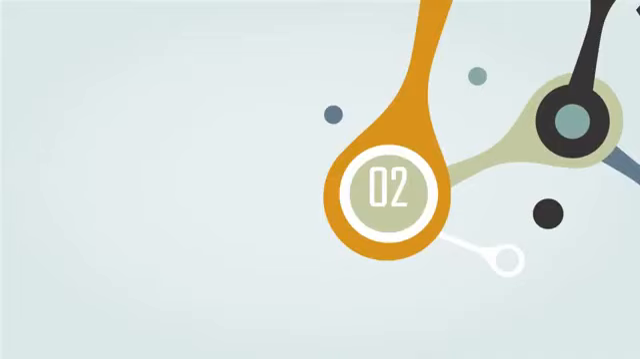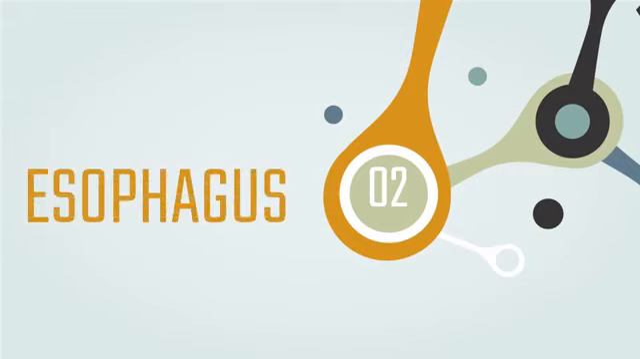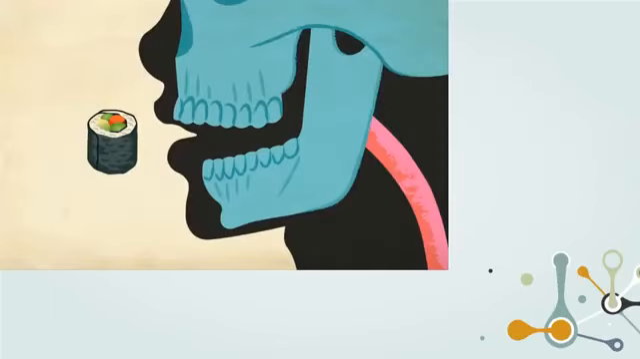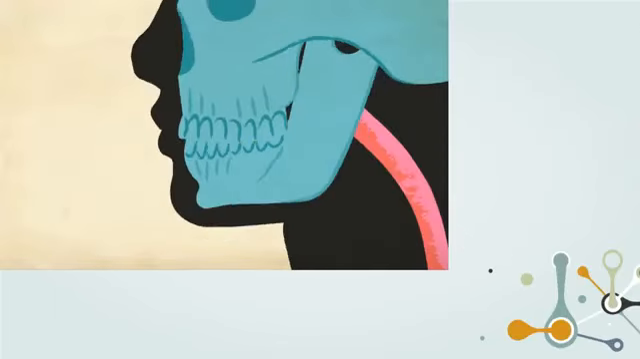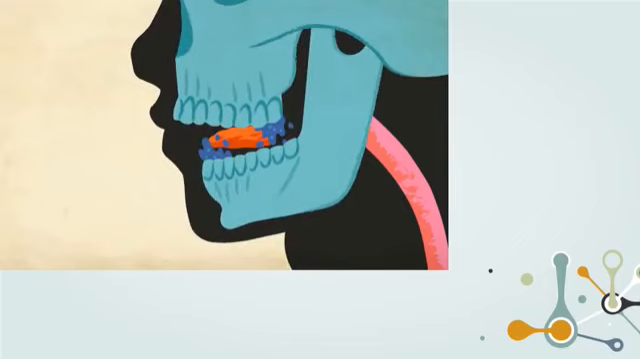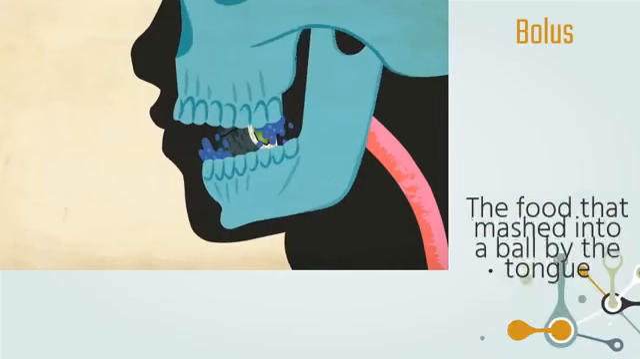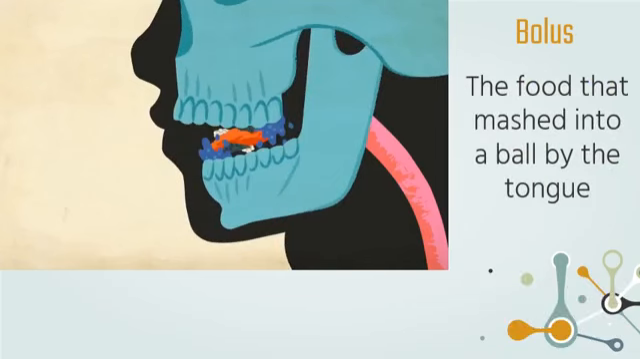Once you have completely chewed your food, the tongue helps to push the food particles down your throat. So the food will travel through a long pipe called the esophagus. Chewing combines the food with the saliva to turn it into a moist ball called the bolus. It is the food that is mashed into a ball by the tongue.